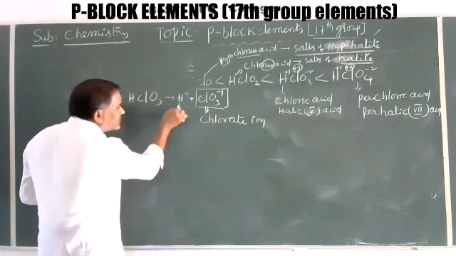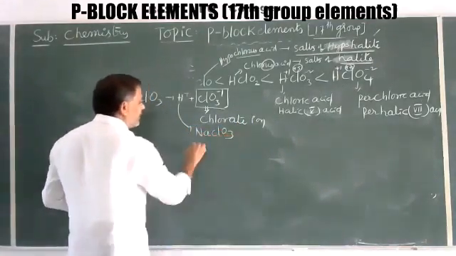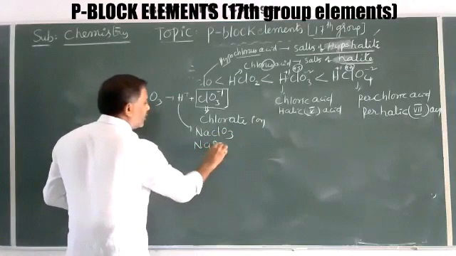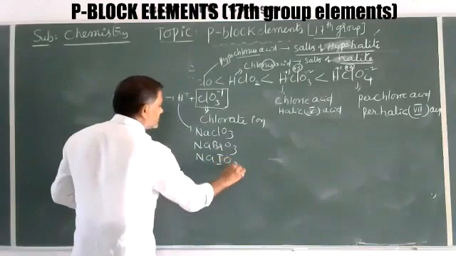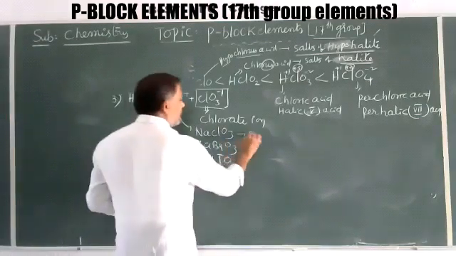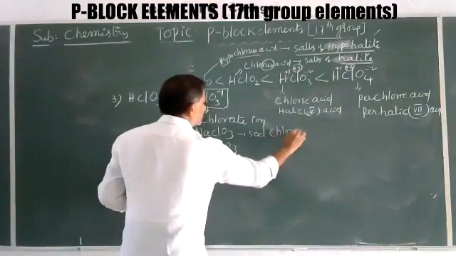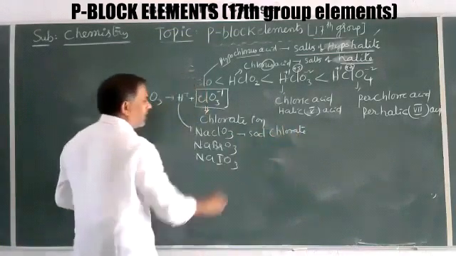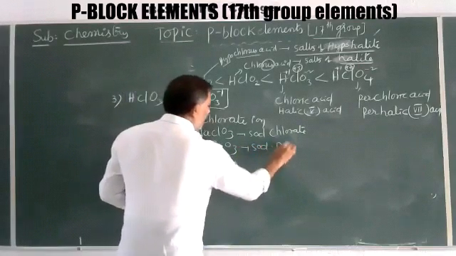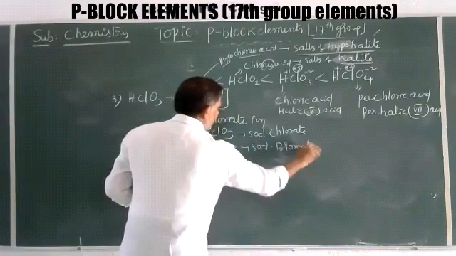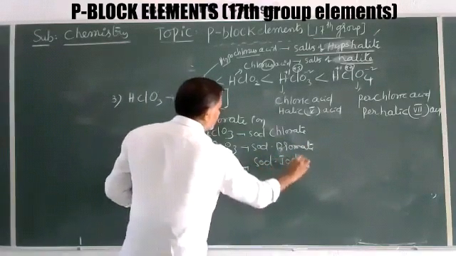Now instead of this hydrogen atom, we can take NaClO3, NaBrO3, NaIO3. This is called sodium chlorate. Here it is sodium bromate. It is sodium iodate.